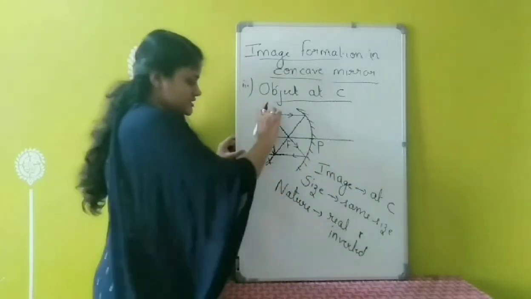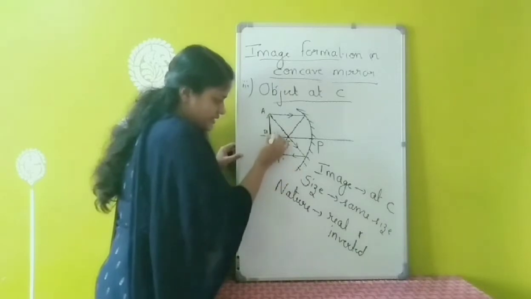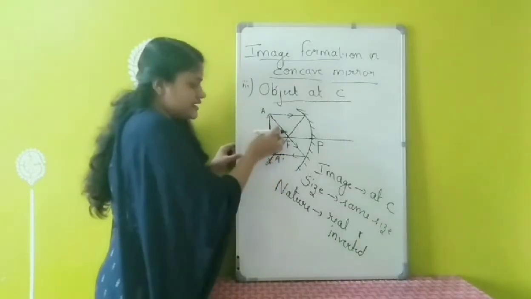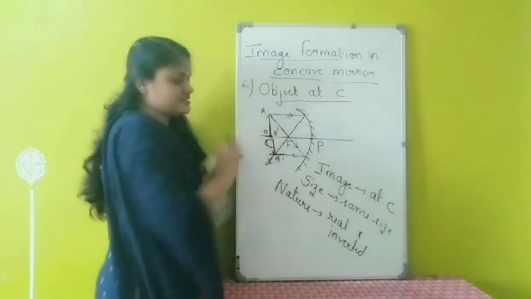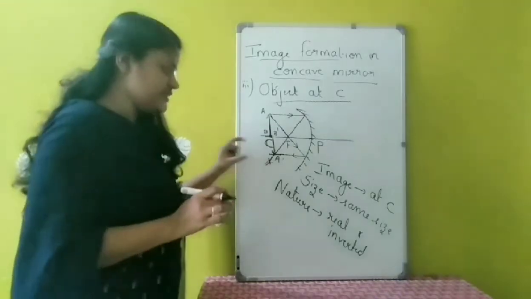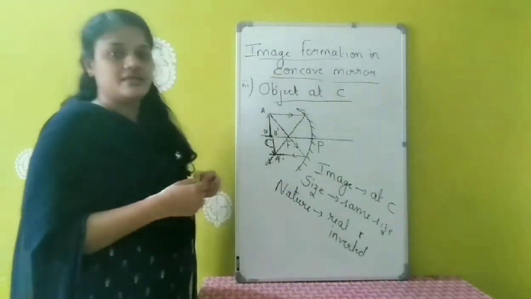So this is the object AB, and this image, if you want, you can mark it as A dash B dash. Upside down, so we can put A dash down here and B dash up. So A dash B dash is the image. When the object is at C, the image is also at C itself, the size of the image is the same, and the nature of the image is real as well as inverted. Okay.